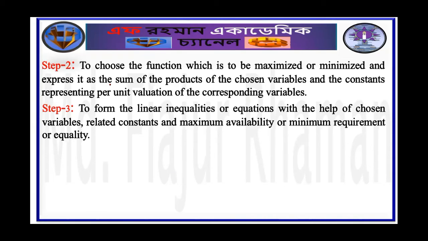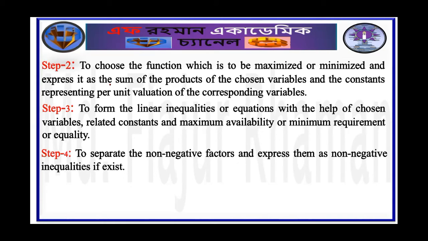Again, I tell you step 3: from the linear inequalities or equations, with the help of chosen variables and related constants, maximum availability or minimum requirements are equal. And step 4: separate the non-negative factors and express them as non-negative inequalities, if they exist. We have done it as x greater than or equal to 0 and y greater than or equal to 0. If it does not exist, then it is not required to mention.